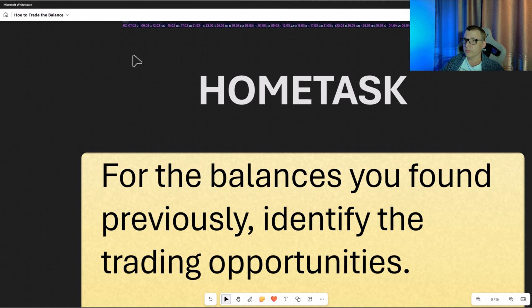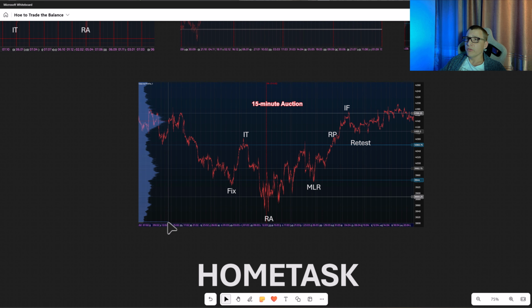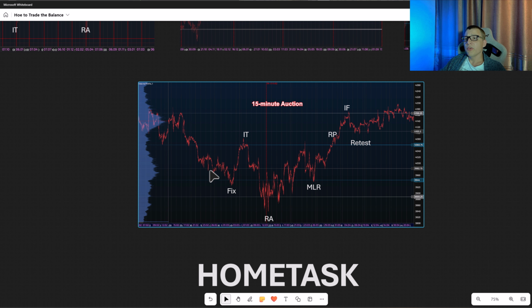Now, home task. Just a little home task. For the balances you found previously, if you did it, but I know you didn't. I wish you did. For the balances you found previously, identify the trading opportunities like I just showed you. Identify fixes, inertial trades, responsive activities, and all possible types of the third segment. All these will level up your trading experience.